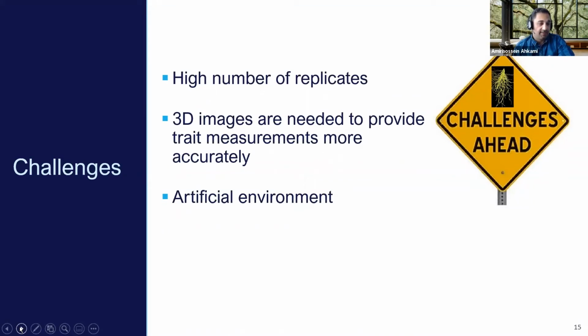The other thing is that although multiple 2D images and their analysis provide a good estimate of some root system architecture parameters, ideally 3D images are needed to provide trait measurements more accurately. So here we use multiple images in 2D as a proxy for 3D representation, because 3D reconstruction is not possible with the current version of our setup. But there's a solution for that, and we're working on it.